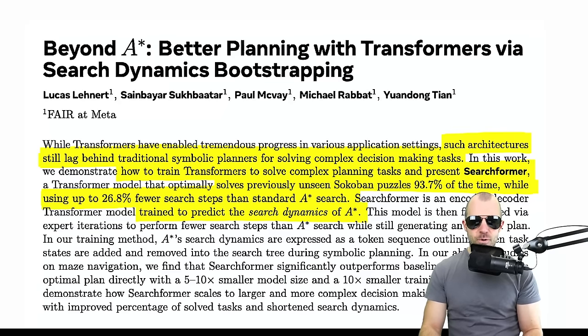At the end, they're going to be at a place where they have this model called Searchformer. That model not only has learned to plan and output optimal plans, but it has learned to do so in fewer search steps than standard A Star would take to output optimal plans. And that's pretty cool. So we'll see how they do that.